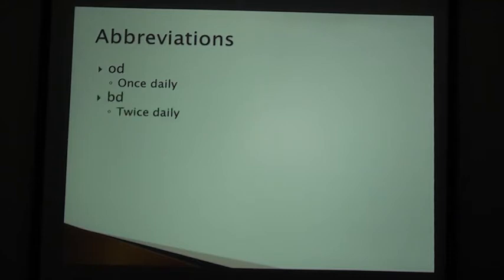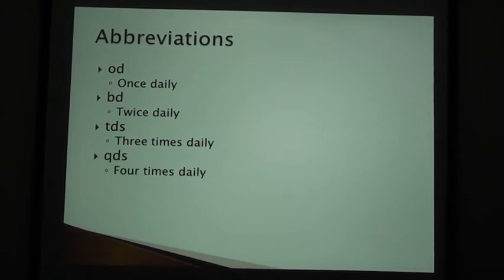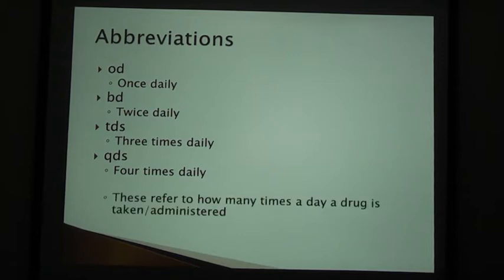BD is twice daily. TDS, 3 times daily. QDS, 4 times daily. You need to know this, so memorize them. Memorize them now because you will then be using them for the rest of your working life. These refer to how many times a day a drug is taken or administered. Taken meaning the patient takes it themselves, or administered when somebody else gives it to them.